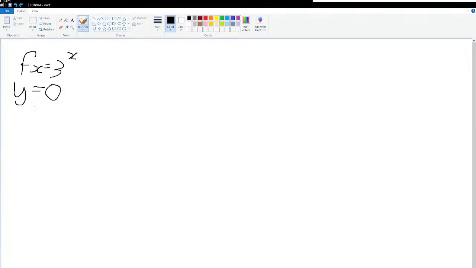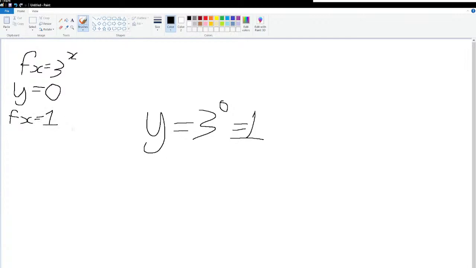But when you find the tangent, if I want to find the y tangent, I have to put the x into 0. If I want to find the x tangent, I need to put the y into 0. So the y tangent equals 3 to the power of 0, and that is equal to 1 because anything to the power of 0 is 1. So therefore f(x) is equal to 1.